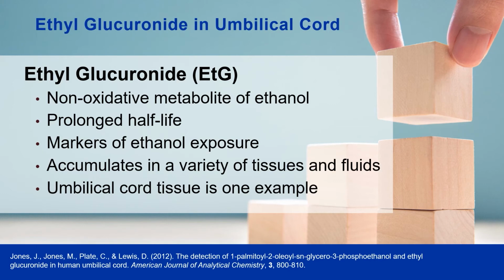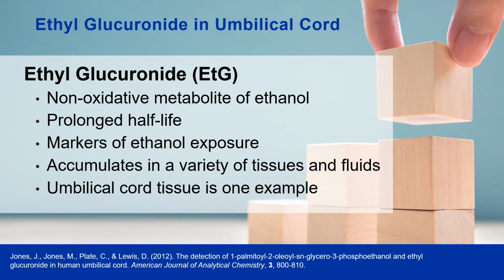Ethyl glucuronide, or EtG, is a non-oxidative metabolite of ethanol. It has a prolonged half-life. It's a very specific marker for ethanol. It accumulates in a variety of tissues and fluids, such as hair and urine, and umbilical cord tissue is one of those specimen types that it accumulates in.